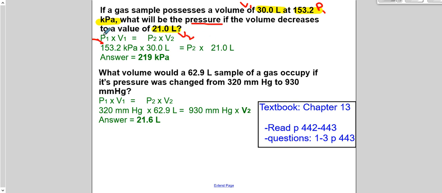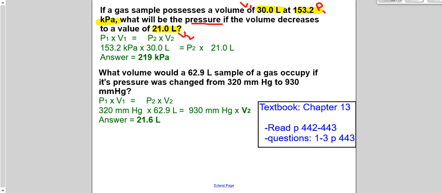It tells us that you understand what kind of problem it is. P1 times V1 equals P2 times V2. We're now going to substitute. What is it that I know? Well, I know P1. It's right here. It was 153.2 kPa. It's important, you guys, to include the units.